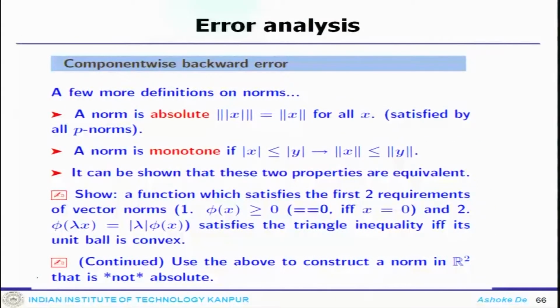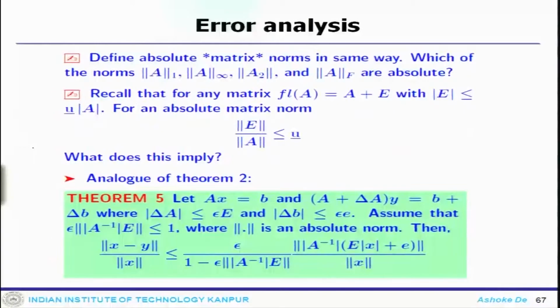Now, if you go by component-wise, then some more definitions would be handy to have. The norm is absolute if the norm of x equals the norm of mod x for all x in the P norm. Secondly, the norm is also monotone if mod x less than or equal to mod y leads to the norm of x less than or equal to the norm of y. One can show that these properties are equivalent, and you can show these things easily.